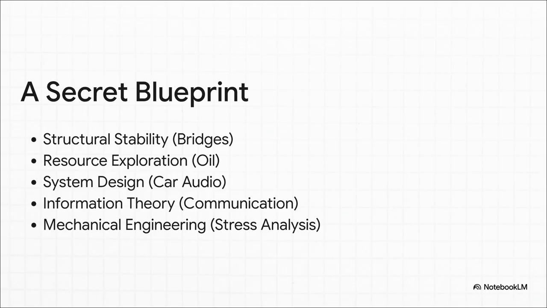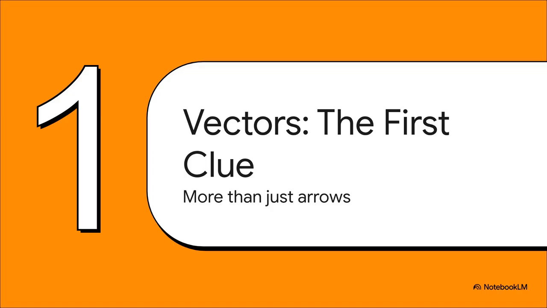And the list just keeps going. This same secret blueprint is absolutely crucial in things like communication theory, analyzing stress on mechanical parts, you name it. It's almost like this universal key that unlocks how complex systems behave. So, what is this incredibly powerful hidden principle? Okay, let's dive into this thing.